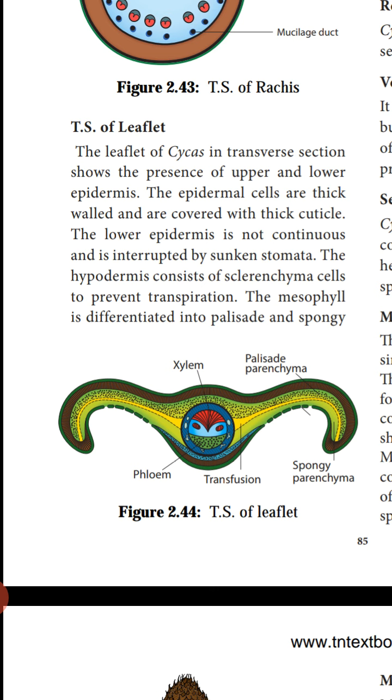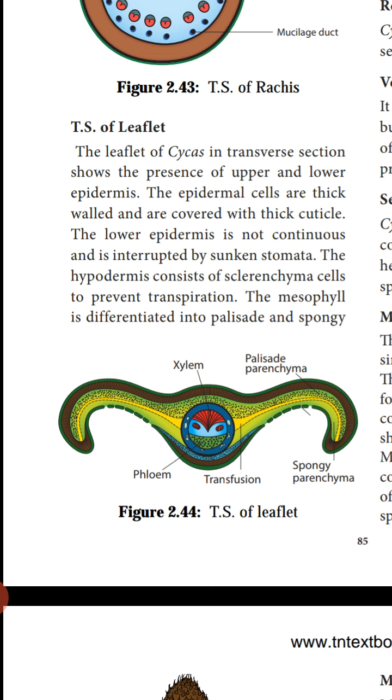Again, this hypodermis is in the leaflets also, it is made up of sclerenchyma cells. Next, the mesophyll is differentiated into palisade and spongy. So what is this mesophyll? The region between the two epidermis, between the upper and the lower epidermis, is called the mesophyll. So here the mesophyll is made up of two types of cells. One is the palisade, the other one is the spongy.